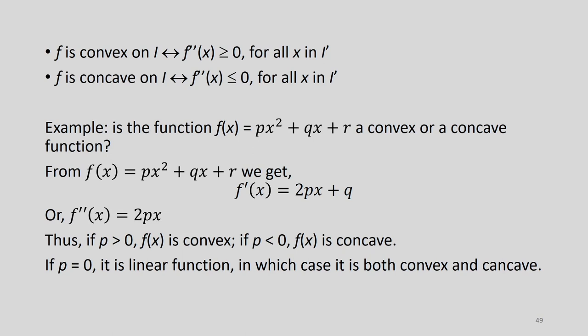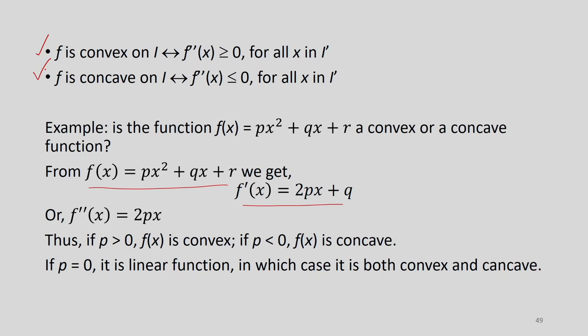Okay, here is an example. Is the function f(x) = px² + qx + r a convex or a concave function? Now, what do we do? We take this function, where p, q, r are parameters and x is the variable. So, we take the first derivative. If we take the first derivative, it becomes 2px + q, right, by the power rule, and we need to find out the second derivative, because this is the property that we are going to use.